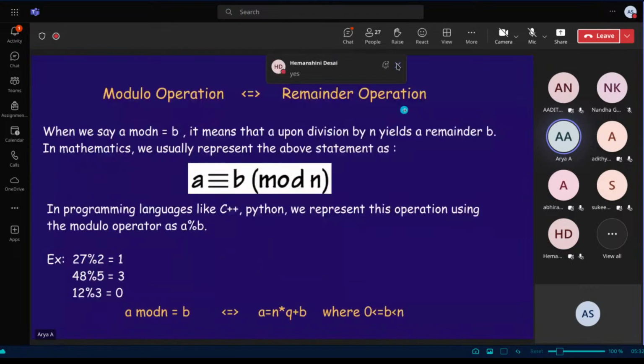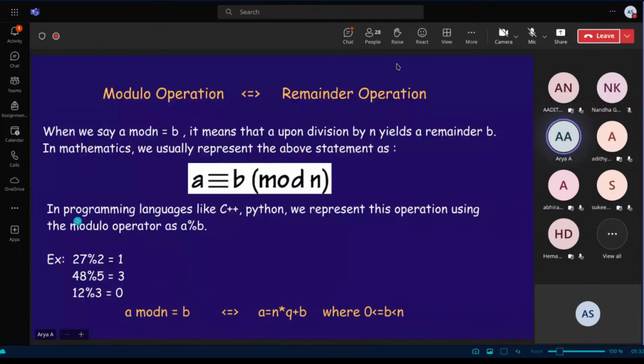So what is basically the modulo operation? It's nothing but taking the remainder. When we say A mod n equal to B, it means that A upon division by n yields a remainder of B. In mathematics, we usually represent the above statement as A congruent to B modulo n. So that's how we read this statement.